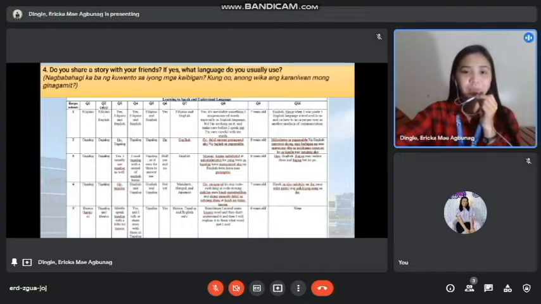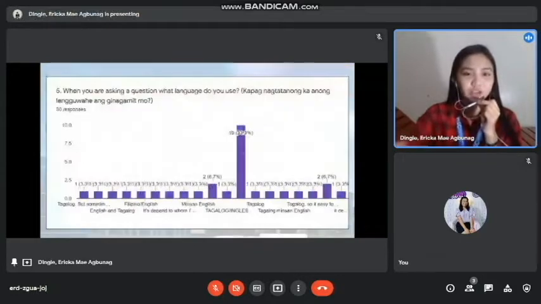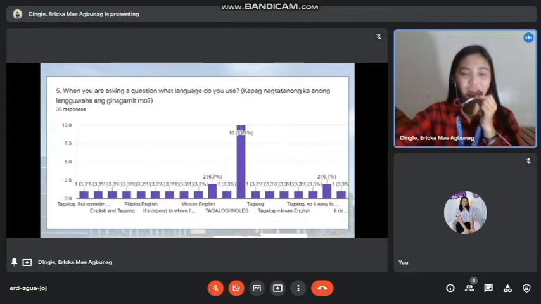So it concludes that the 30 respondents used different languages on sharing a story with their friends, but Tagalog is the most used. For question 5, when you are asking a question, what language do you use? As for the result, 14 said they asked questions using the Tagalog language. 2 said they asked questions using Filipino and English. 12 said Tagalog and English. 1 said Filipino. And 1 said Tagalog, English, and Agutaynen.